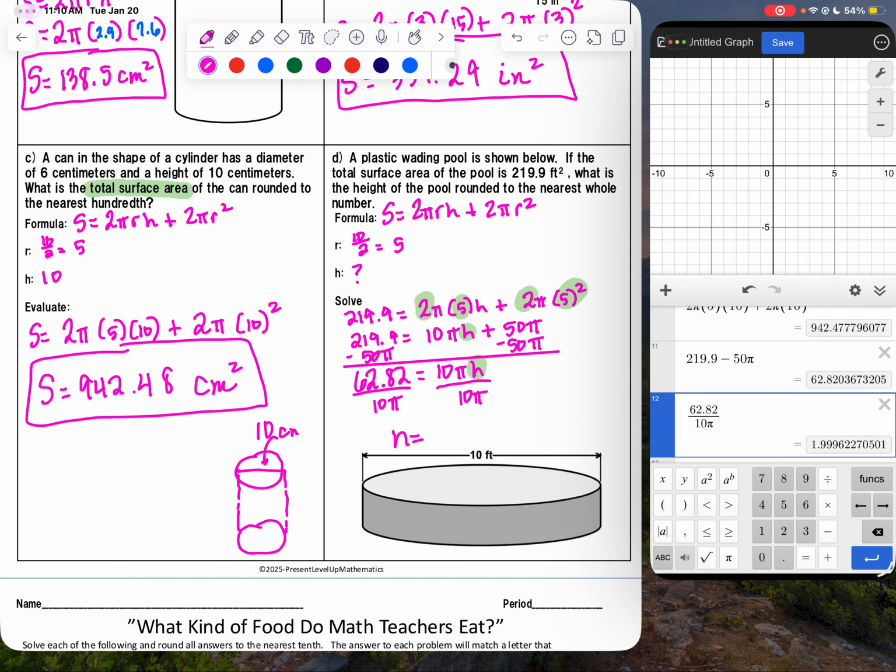And our instructions said round to the nearest whole number. So 1.9996 would round to 2 feet. So the height of this swimming pool must be 2 feet. And that concludes our lesson, surface area of cylinders.